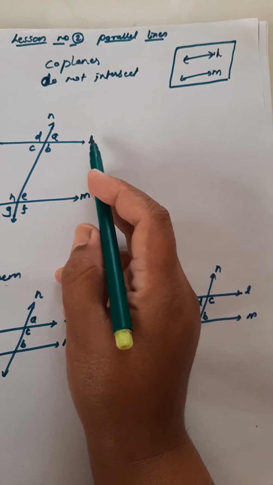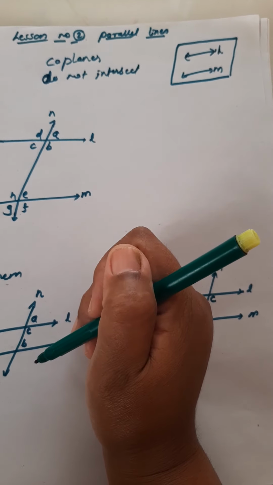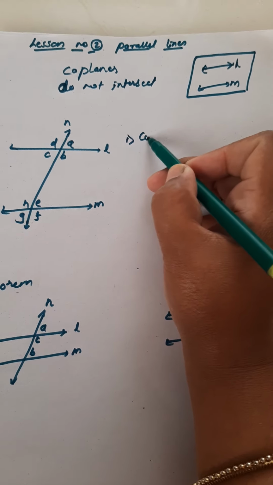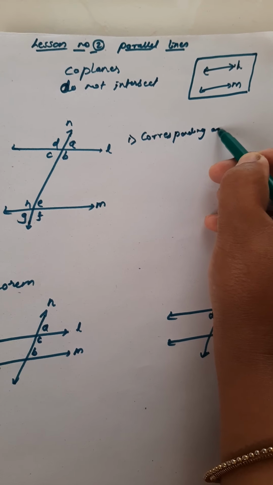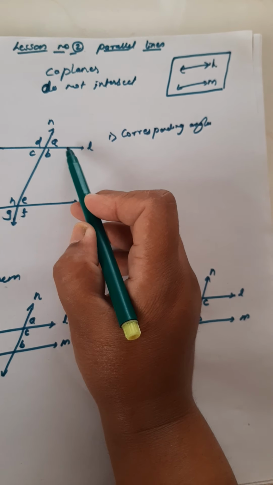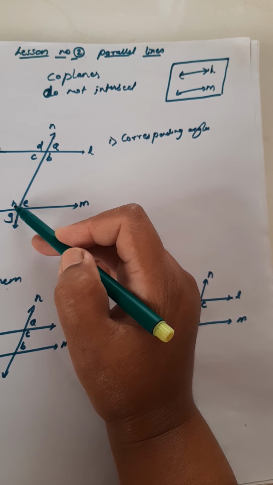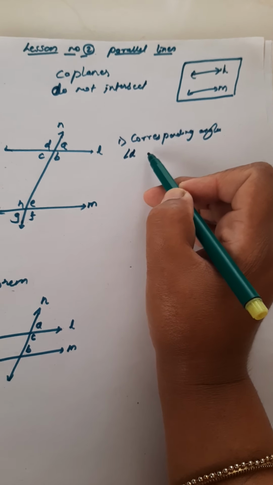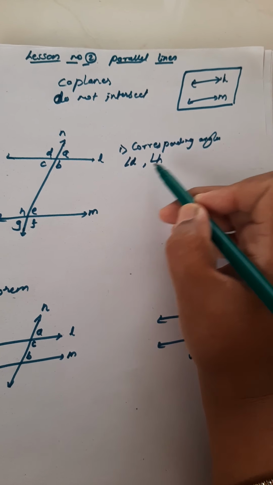I have drawn the figure. Line L and line M are both parallel, and line N is intersecting both these lines. First of all I will explain what we mean by corresponding angles. One angle from outside the parallel lines corresponds to the interior angle. For example, angle D and angle H are corresponding angles.